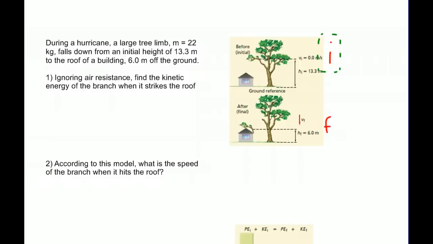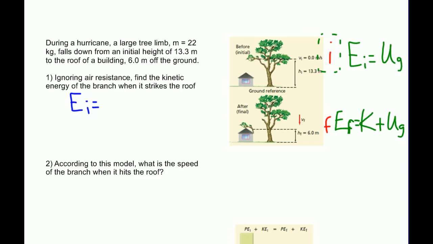Welcome back. So initially, our energy initial is equal to just gravitational potential energy. And then at the end, we are both off the ground and we are also moving, so our energy final is going to be equal to kinetic plus potential energy. So initially, our energy is just gravitational potential, and in the end, our energy is gravitational potential and kinetic. So to figure out our kinetic energy, we have to say that our energy initial is equal to our energy final.